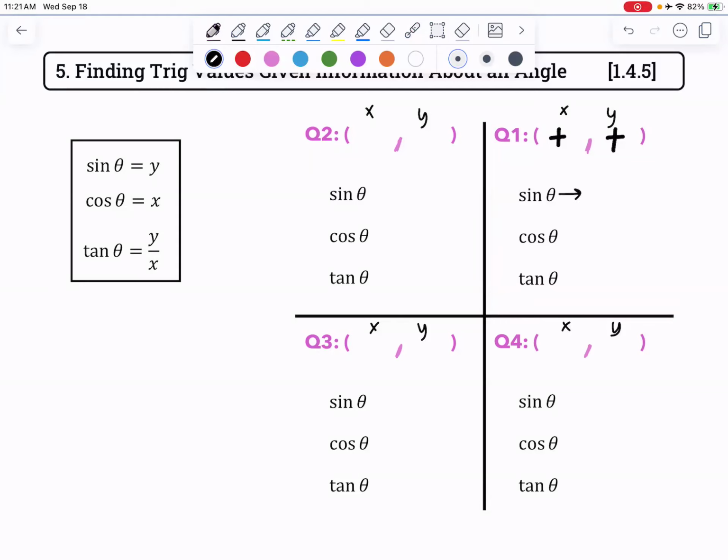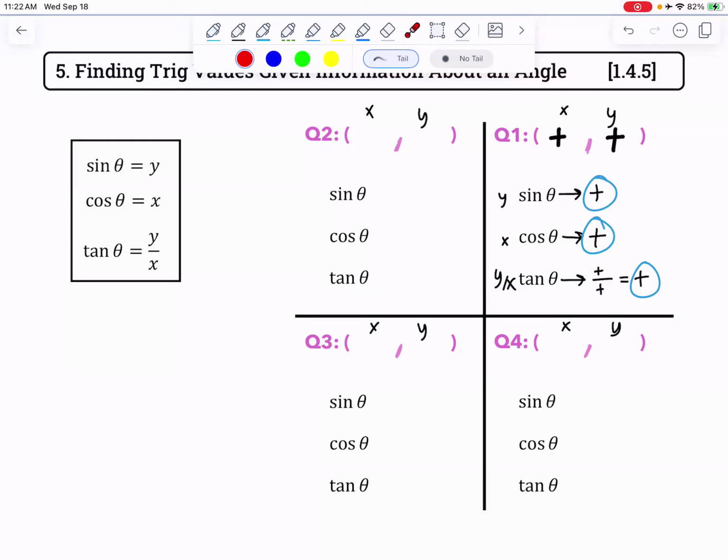And that means that sine, which is y, is positive in quadrant one. Cosine is the x value, and the x values are positive in quadrant one if the angle terminates in quadrant one. And tangent would be the y value, which is positive, divided by the x value, which is also positive, and a positive divided by a positive is a positive. All right, so everything is positive in quadrant one.